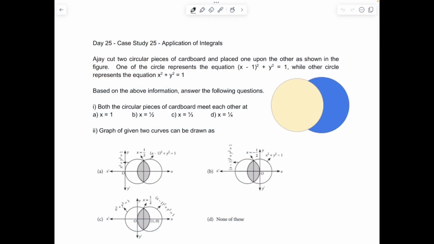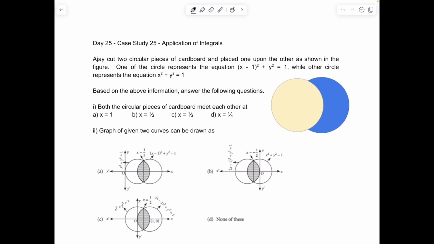The question goes like this: Ajay cut two circular pieces of cardboard and placed one upon the other as shown in the figure. One of the circles represents the equation (x minus 1) the whole square plus y square is equal to 1, while the other circle represents the equation x square plus y square is equal to 1. Based on the above information, answer the following questions.